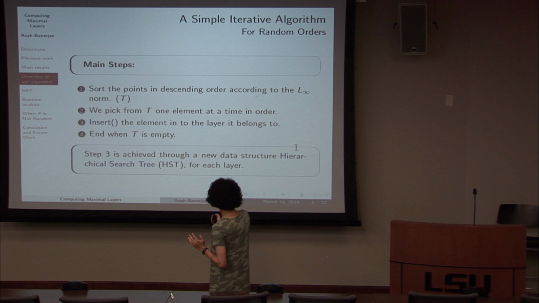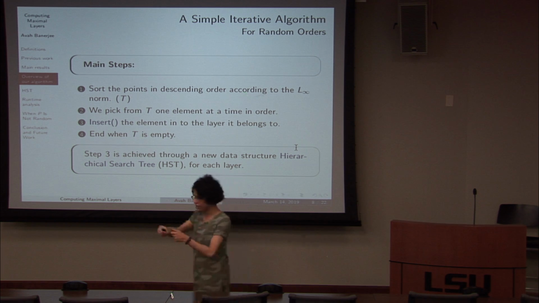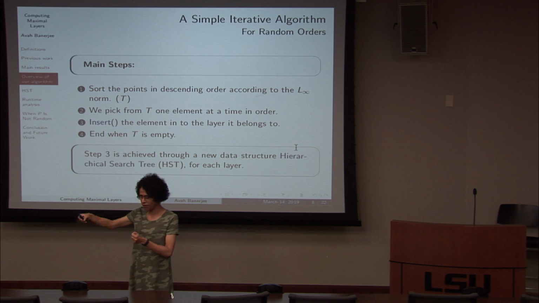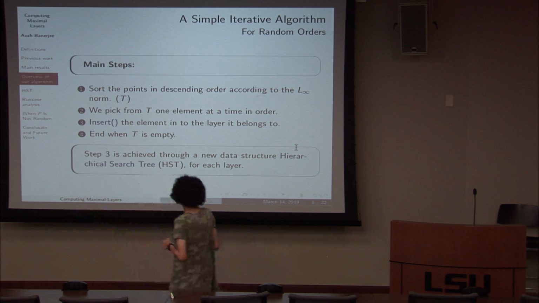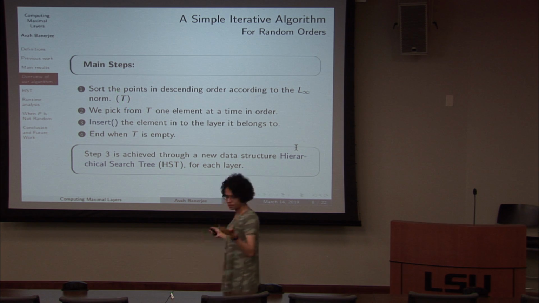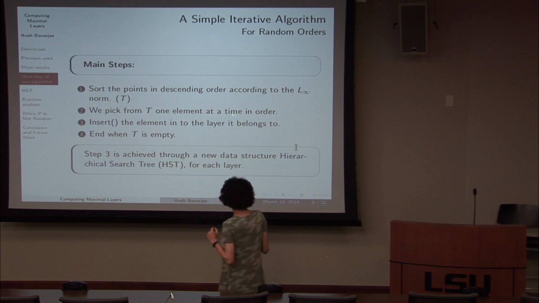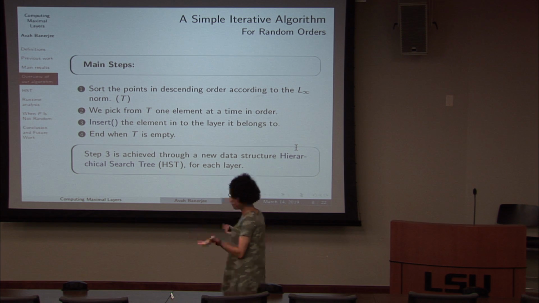So computing this L infinity norm is easy. For each point, you just find the maximum coordinate, and based on those maximum coordinates, you sort the points. That is going to be our set T of sorted points. And we pick points iteratively, one at a time from T, and insert an element into the layer it belongs to. And we end when T is empty.